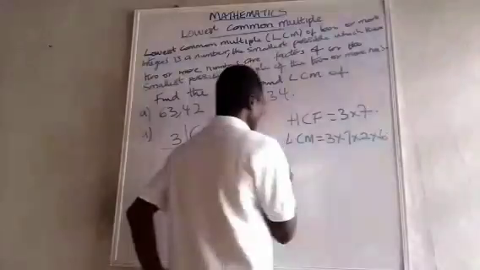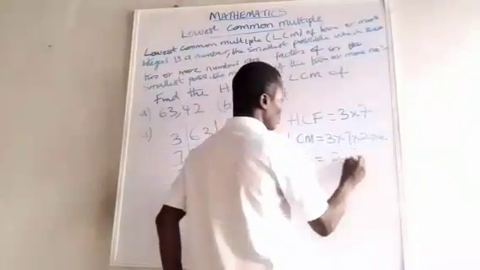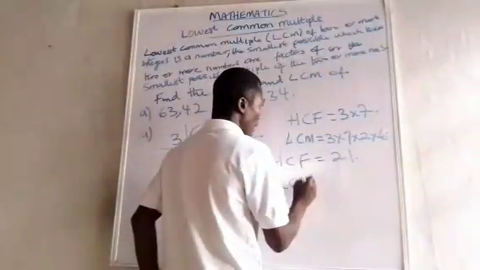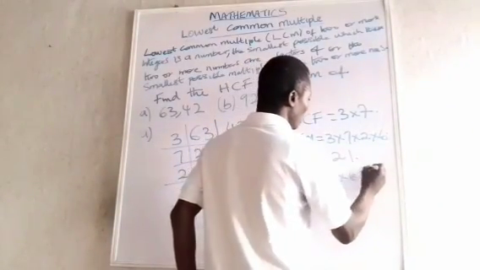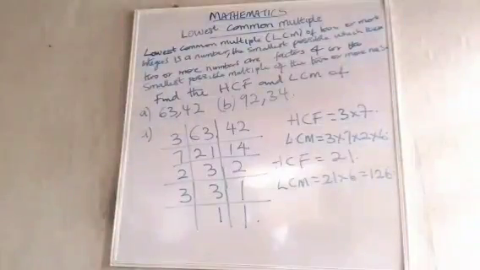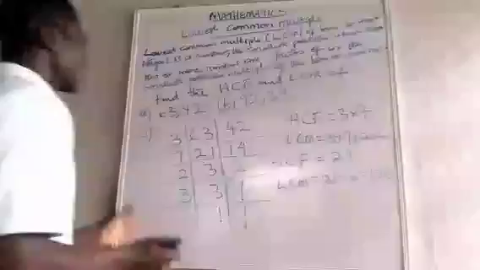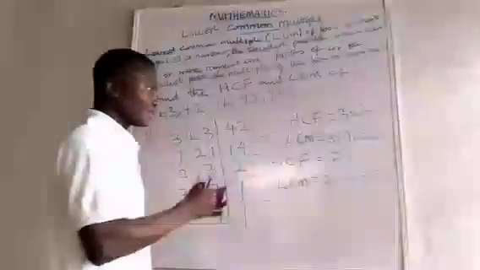Now, let's see. HCF from this result. HCF is equal to 21. LCM is equal to 21 times 6, which is 126. That is a very easy and convenient way of getting it. Now, another way is to express the factors. Express each in factors, and from there, you carve out your HCF and LCM.